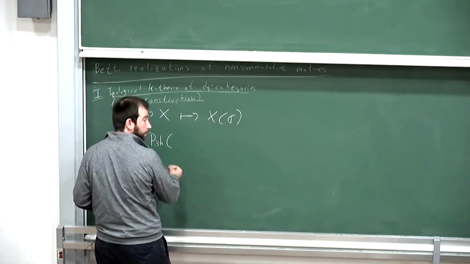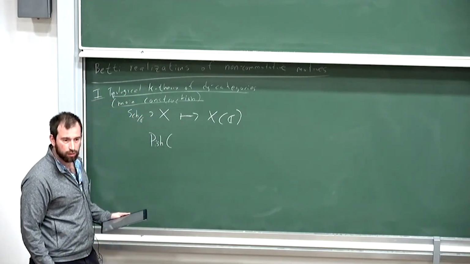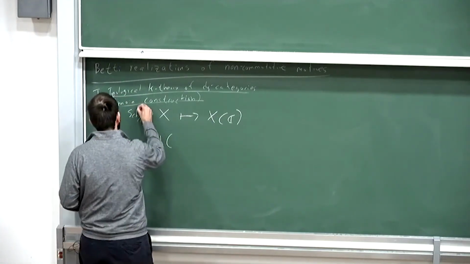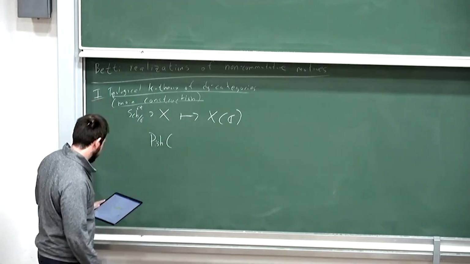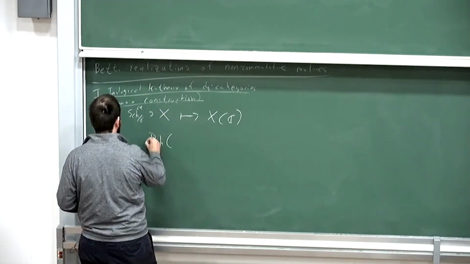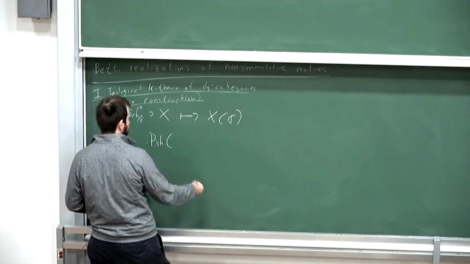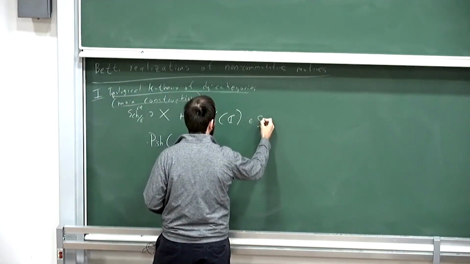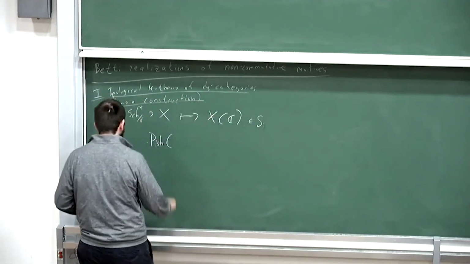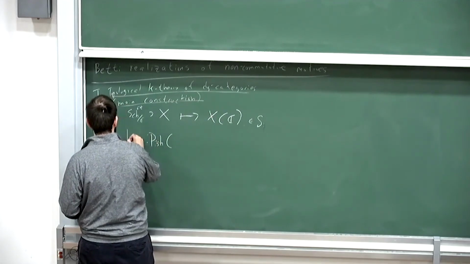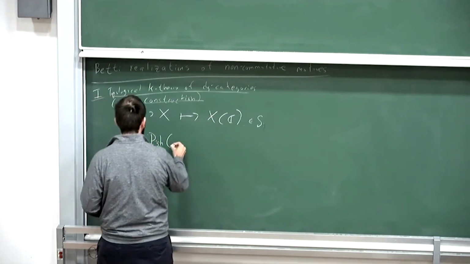So, maybe a question. Yes, right, sure. You can take the left Kan extension of this functor into spaces. You can view this as a space. So say, left Kan extending this.